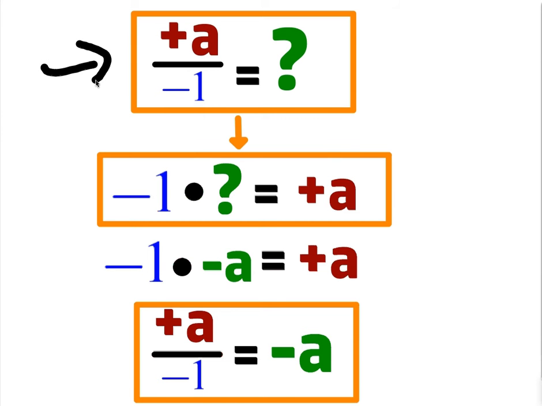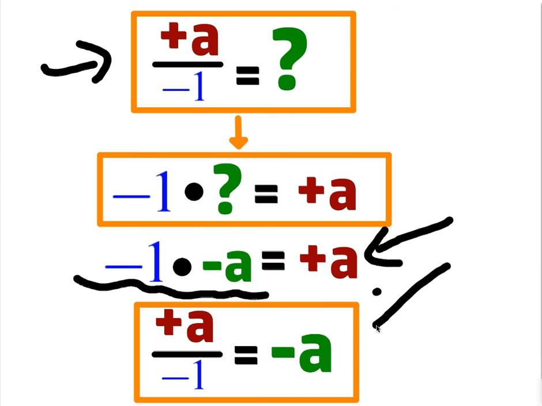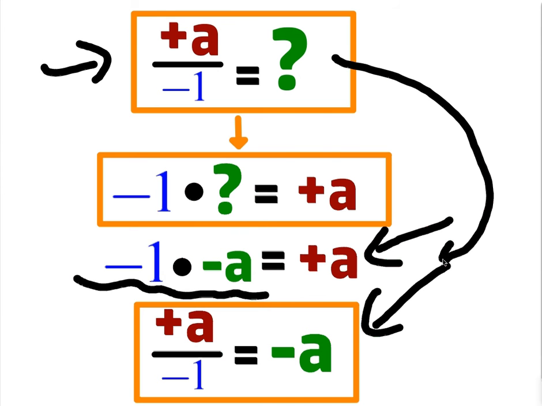So what about positive a divided by negative 1? Well, just like before we had the positive 3 and the negative 1, now it's just positive a. Well, we've already shown that negative 1 times negative a gives you positive a. So therefore, the answer to our original question must have been negative a. Okay, so that's actually what we're trying to show in this lesson, is that if you take a positive number divided by negative 1, you get the negative version of that number.